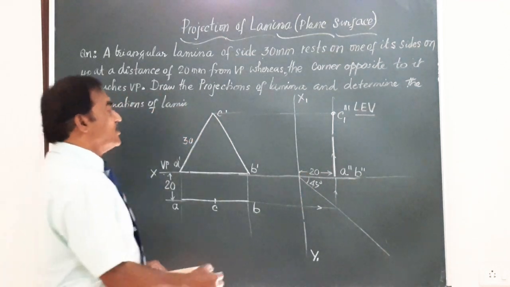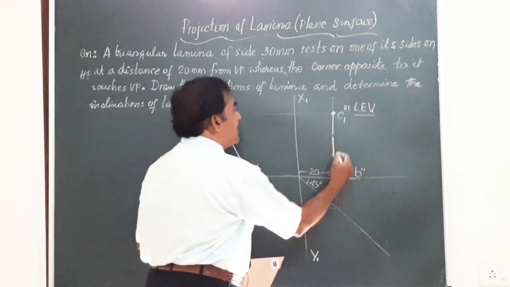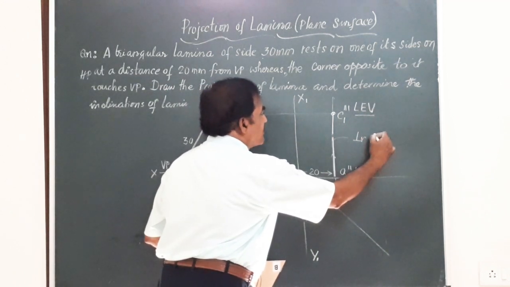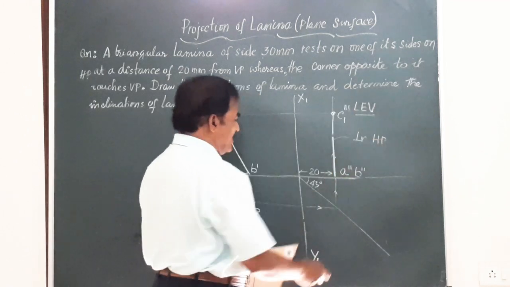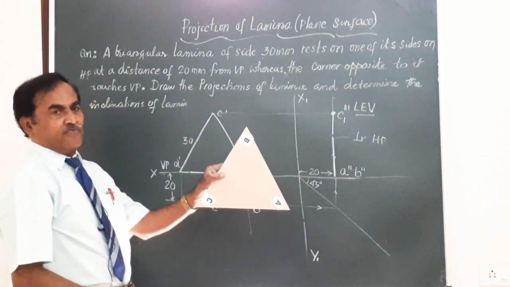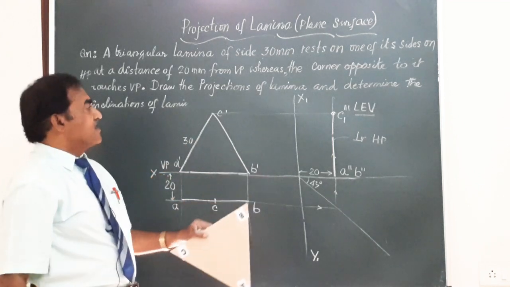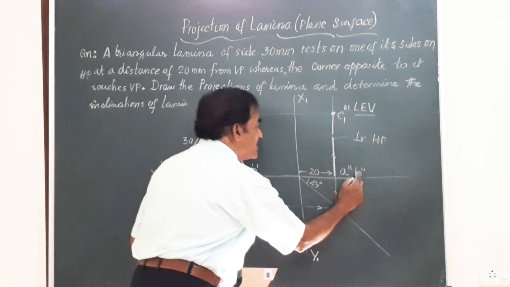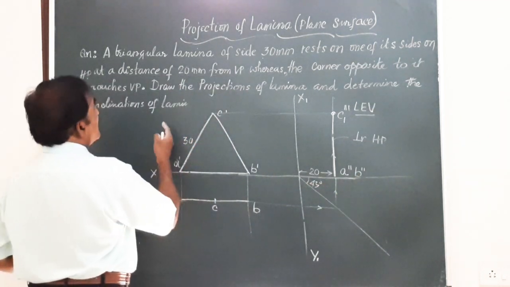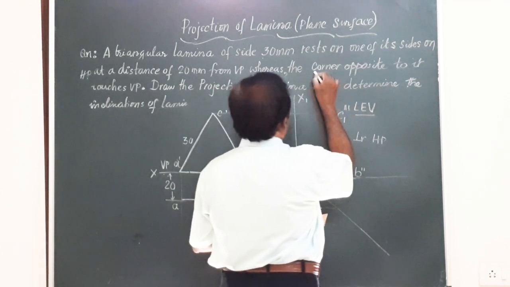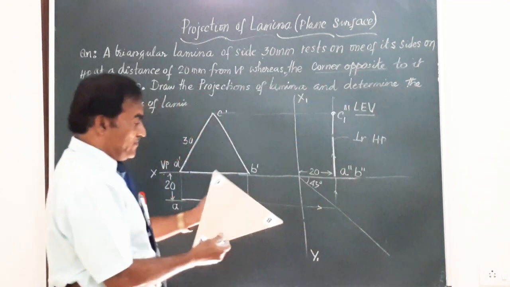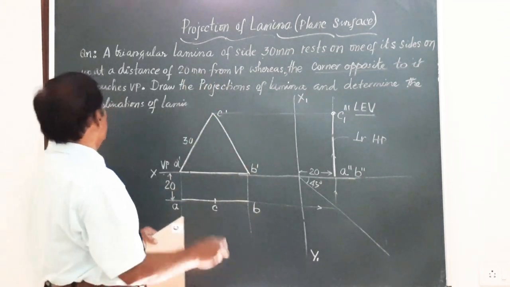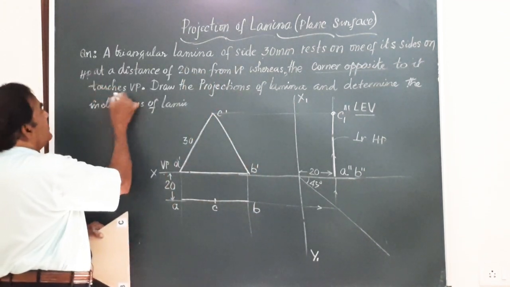Friends, you can see here, this left hand view of this lamina is now perpendicular to HP. You can see this is resting like this, perpendicular to HP and parallel to VP. Clear? Now he says one side of the lamina is on HP. So this is on HP, whereas the corner opposite to that, the side is AB, the corner opposite to that is touching the wall VP, it touches VP.